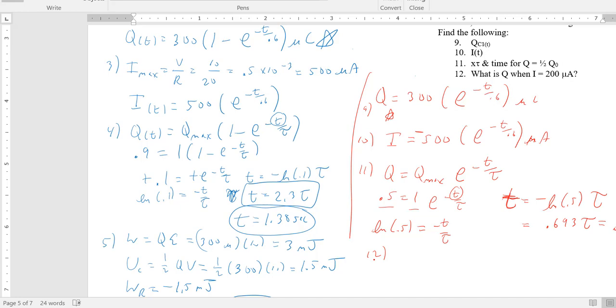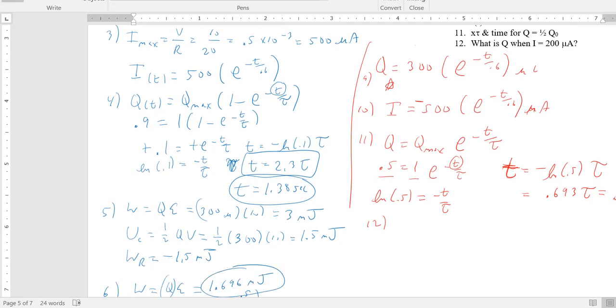All right, and the last one is, what is the charge when the current is 200 microamps? So we're going to use the result from number 10. I want to make this 200. That has to equal 500. Now I'm looking at only the magnitude, so I'm leaving the negative off. e to the negative t over 0.6. Now a little shortcut here.